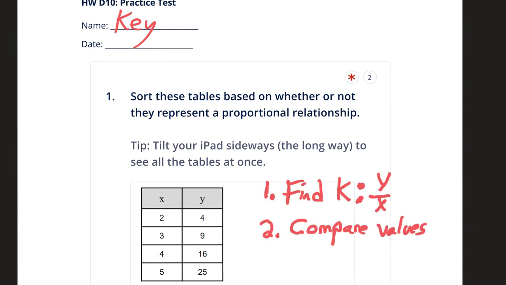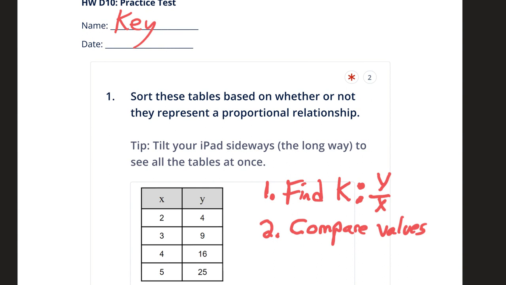All right, so while we check to see if these tables show proportional relationships, I remind you of two ways we talked about in class. One way is to find the constant of proportionality by dividing y by x, and that should stay consistent throughout the table. Or we can compare values, and I'll say more about that later when I show it.